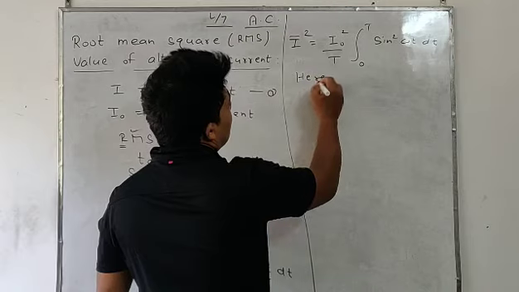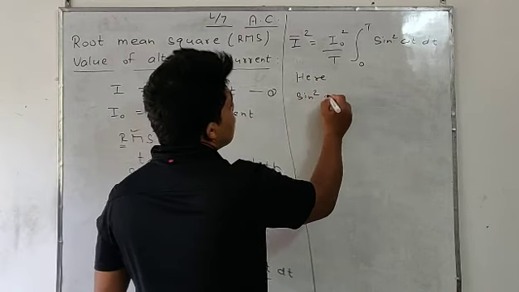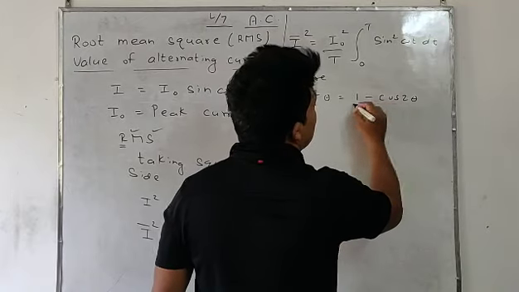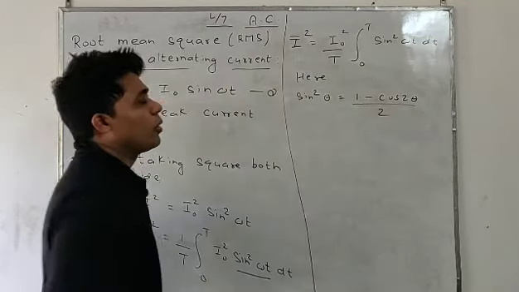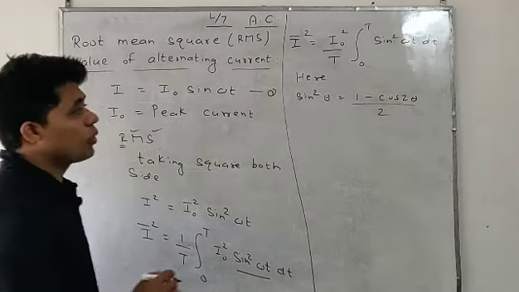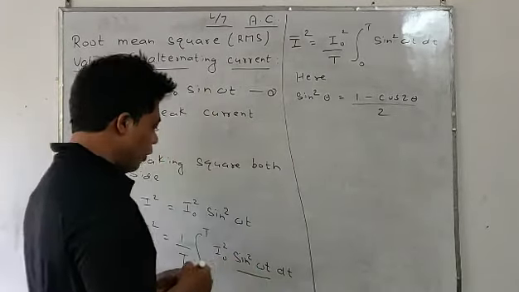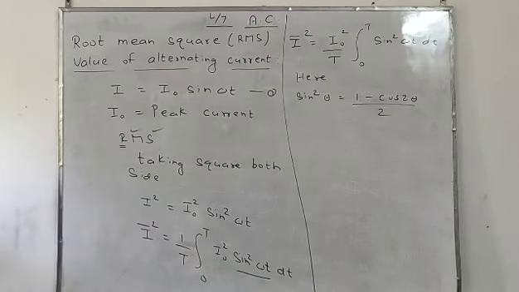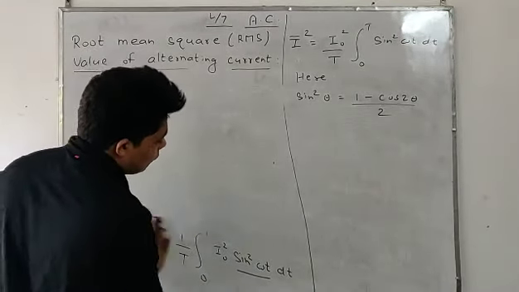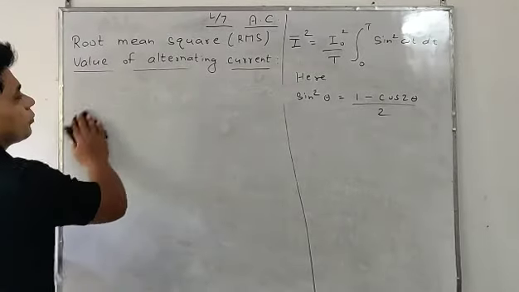Here we'll write sin square theta is what? 1 minus cos 2 theta by 2. Okay, that is the formula: 1 minus cos 2 theta by 2 is sin square theta. Here I'm going to put the value. You can take a screenshot of this. Now I'm going to remove this step. Okay. Look at this.